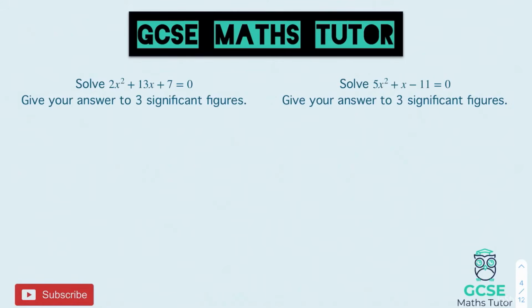Okay, so for the first one then, we have A equals 2, we have B equals 13, and we have C equals 7.